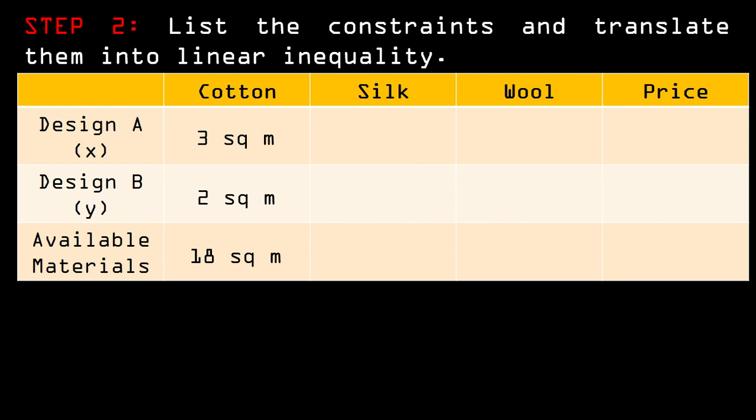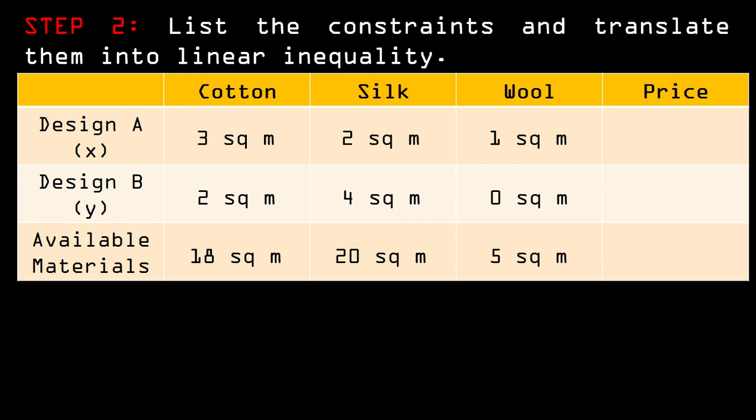And then for the silk, we have 2 square meters for design A, and for design B, we have 4 square meters. And for the available silk, we have 20 square meters. And then for the wool, for design A, we have 1 square meter, and for design B, we don't need wool. Okay, and the total available is 5 square meters. And then for the selling price, design A is 1,200 pesos, while design B is 1,600 pesos. And take note again, we don't know the total amount of money, the maximum amount of money. So let's represent that as Z.